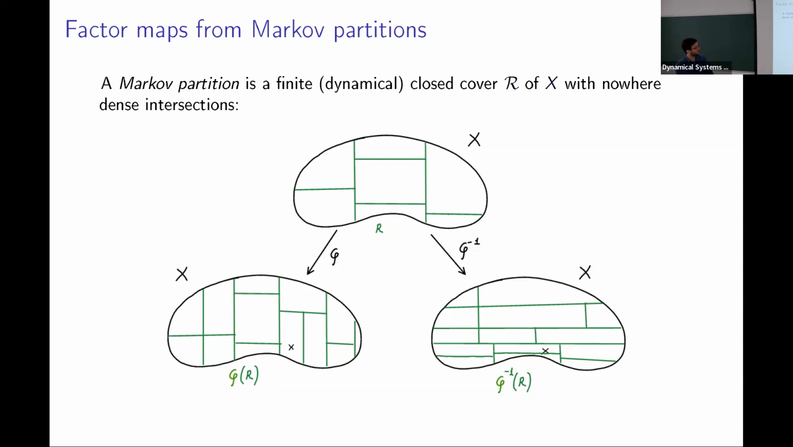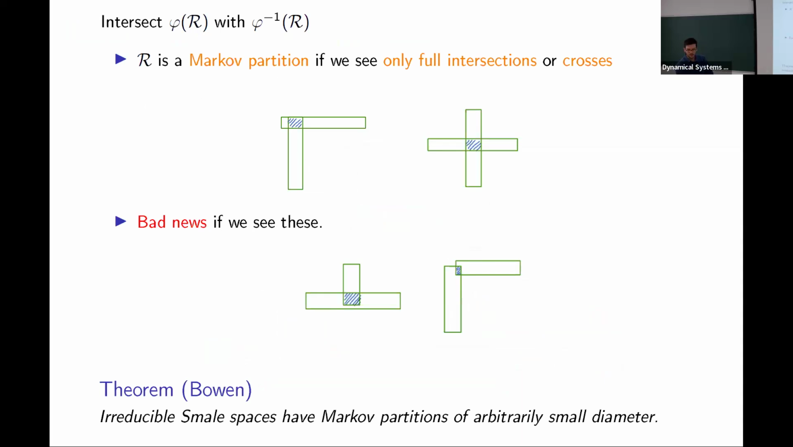You put one on top of the other and you see only these kinds of pictures. So either full crosses, okay, but not these half crosses. If you see these, no, it's not a Markov partition. If you only see that, most probably they are. Okay, in fact they will be. And Bowen showed that every Smale space has Markov partitions of arbitrarily small diameter. That's important.